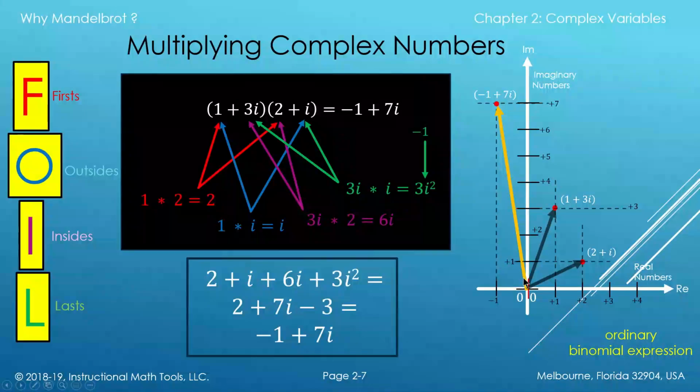If you notice, this vector is not leaning forward like the other example, and this has to do with the relationships between A and B and C and D. In this case, it happens to slope to the left, and the product of those two points is -1 plus 7i. Again, we're treating this as ordinary binomial expressions.